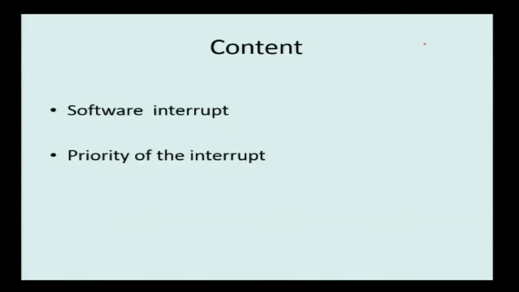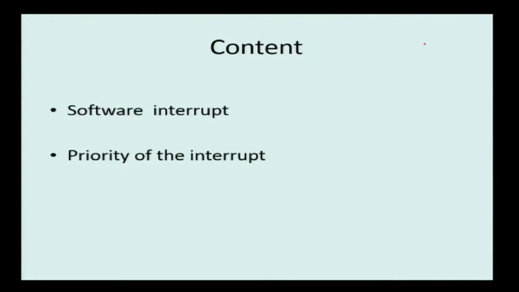What are the types of interrupts available for software? Then how we are activating the software interrupts will be discussed in detail, along with the priority of the interrupts. Suppose more than one interrupt is active or sends a high signal to the processor; it couldn't process all the interrupts. So, at that time we have to assign the priority of which interrupt to be processed first. We will discuss both software interrupts and priority of the interrupts in detail.